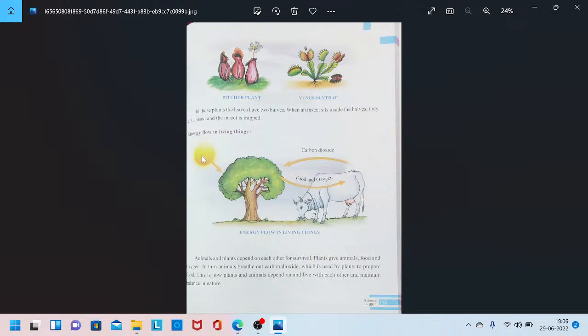Try to plant a plant on your birthday or on your mother's birthday, so that it makes a very good relation between the plant and us. It gives us oxygen and we give carbon dioxide in return. It's a good friend for us, right, children?